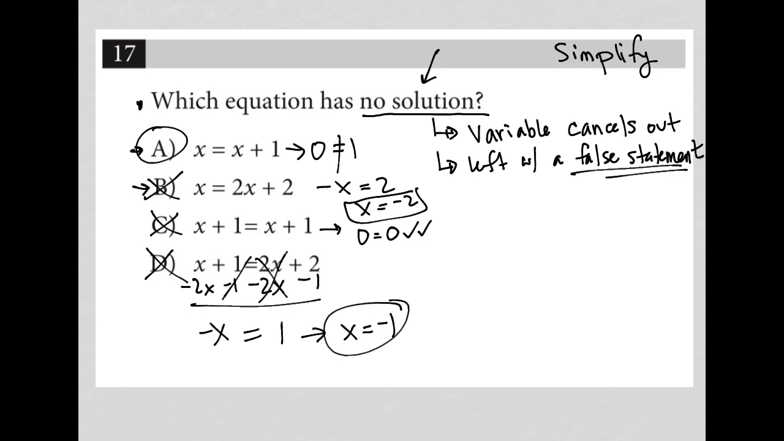So again, choice A is correct because the variable x cancels out, right? Minus x, so that's gone. I end up with 0 equals 1, and 0 equals 1 is not a true statement, right? It's a false statement. Therefore, choice A is the correct answer.